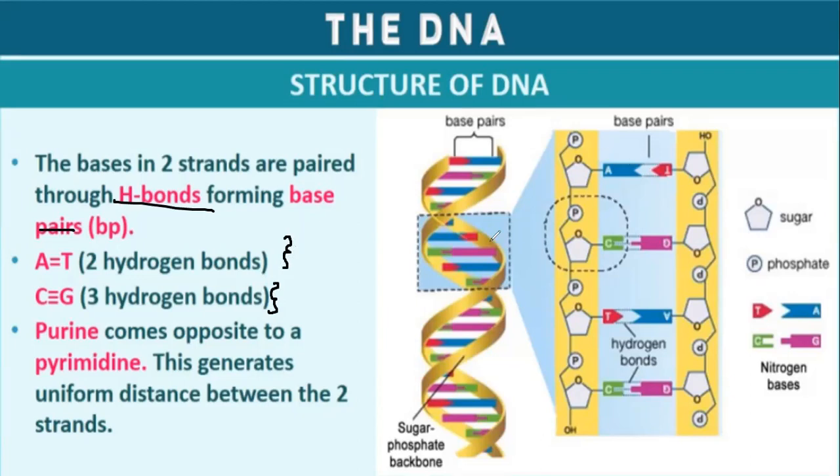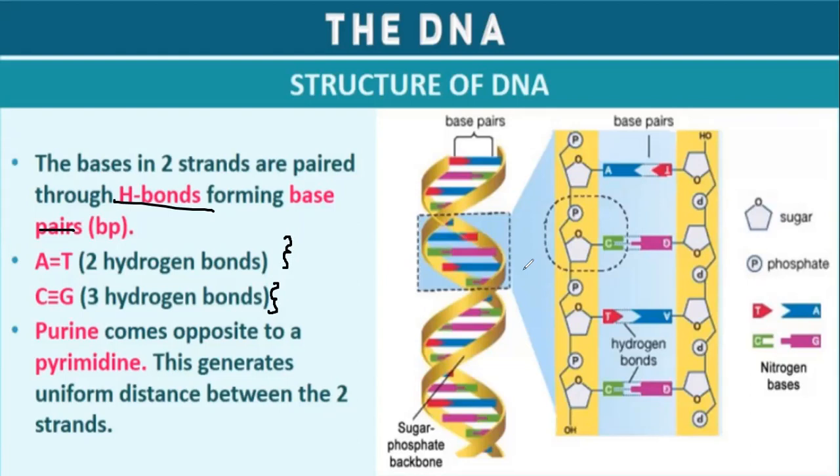Look, the uniform distance between two strands is created by the two nitrogenous bases, purine and pyrimidine, linking together in the two strands. Okay.